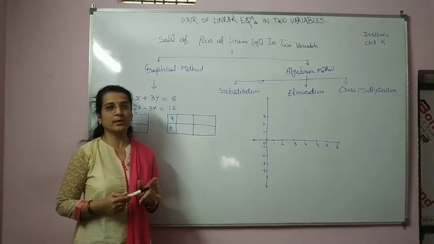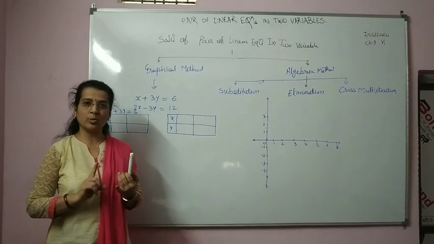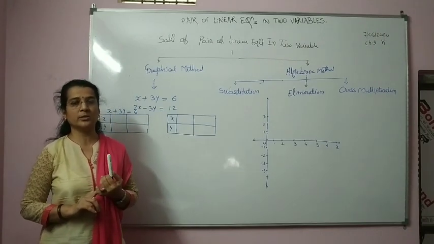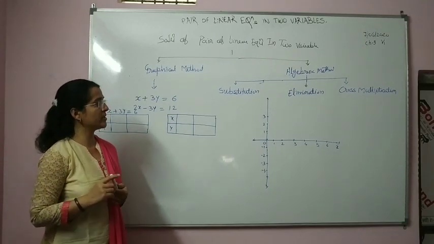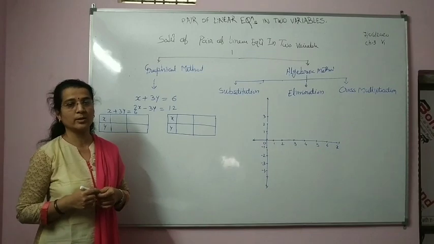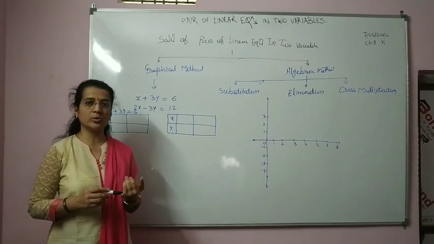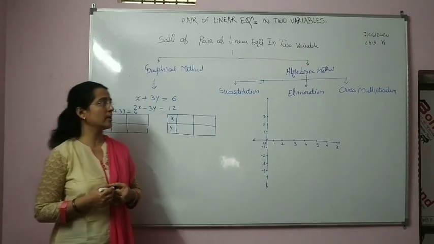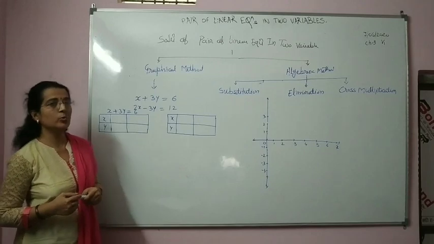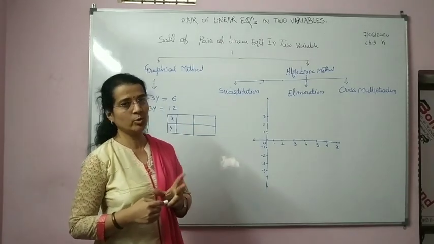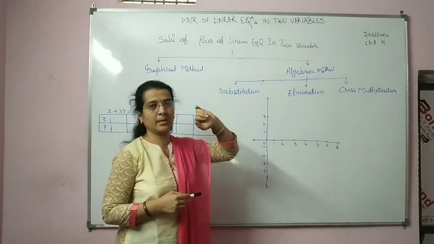Now we will see the solution of a pair of linear equations. Last year we saw the solution of a linear equation and we saw there are infinitely many solutions of one linear equation. But if it is a pair, then the pair has either a unique solution, no solution, or infinitely many solutions. So now we will see the solution of a pair of linear equations in two variables. For solving we have two methods: one is the graphical method and the second is the algebraic method.